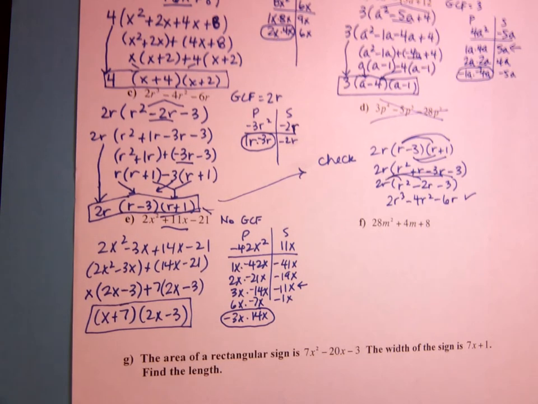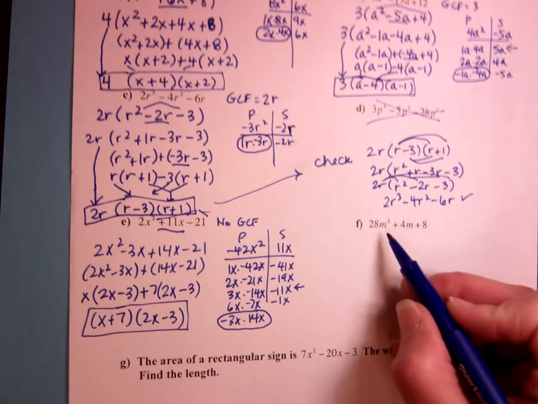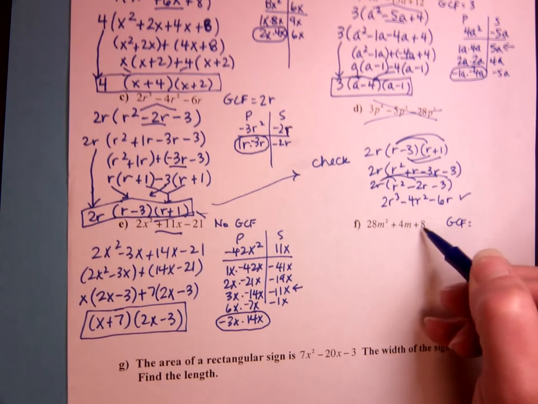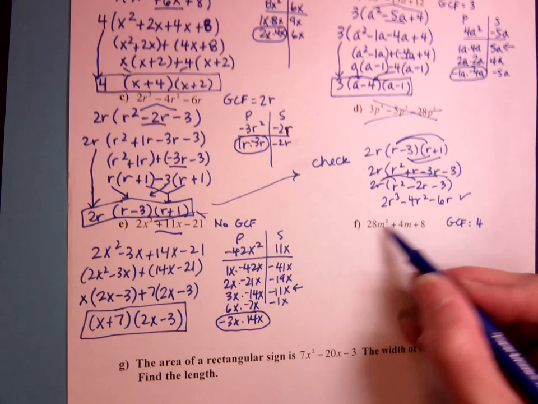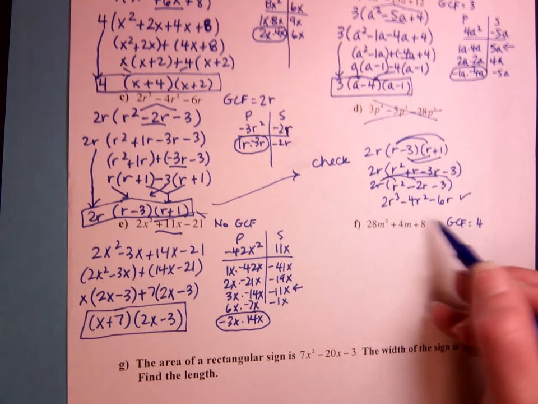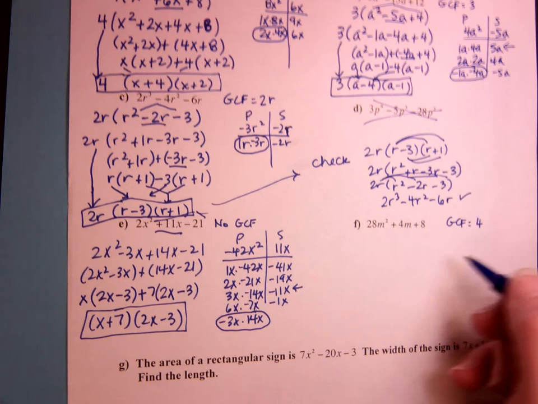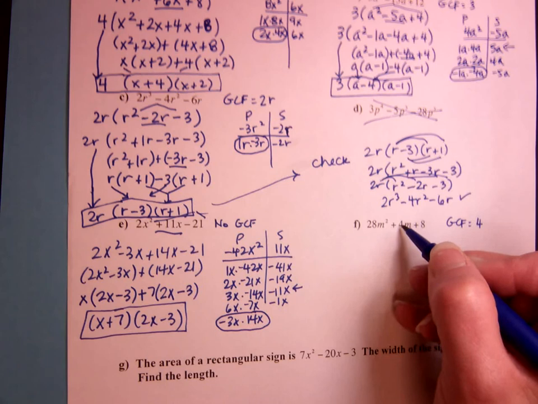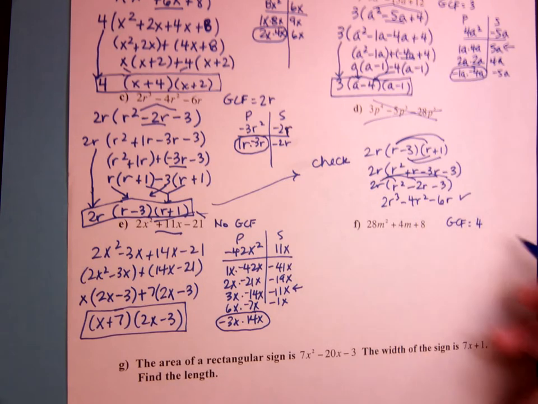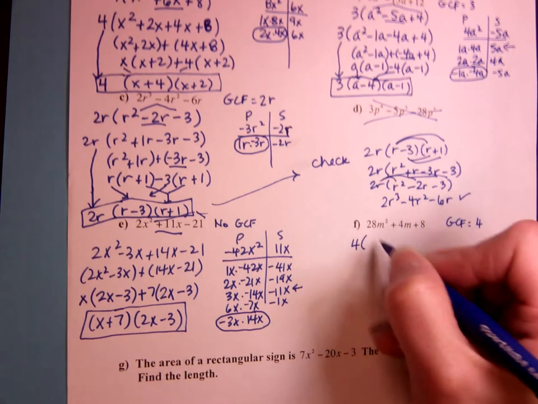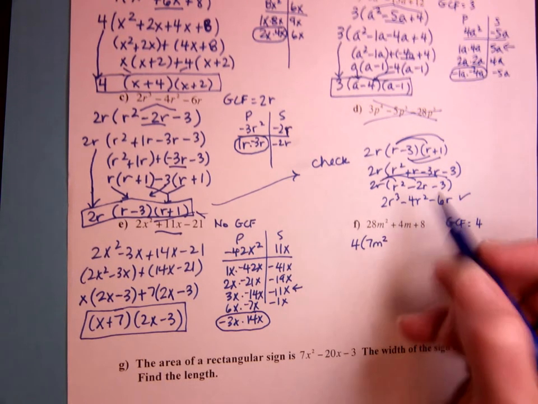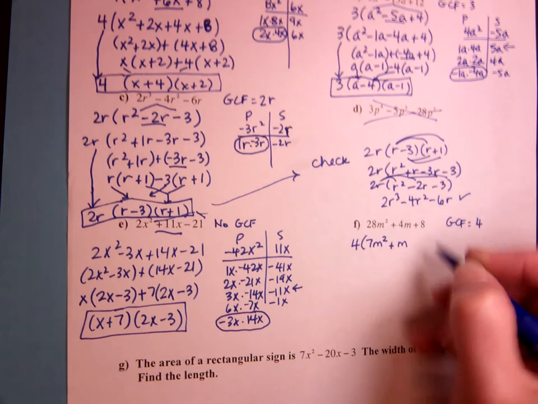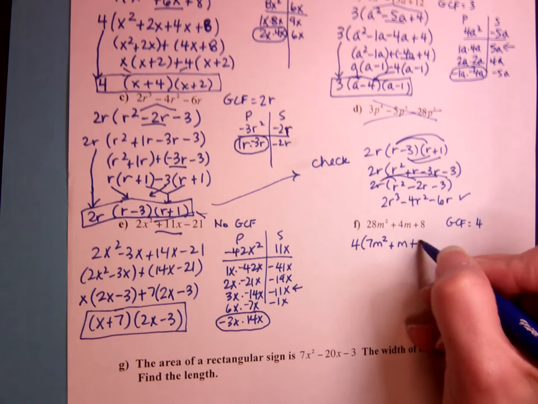All right, next one, letter F. First, we're going to go ahead and look for a greatest common factor. And here, the greatest common factor would be a 4. Could be a 2, but that wouldn't be the greatest. We'd have to go farther and see if there's a 4. And then you could go even farther to see if there was an 8, but 4 can't be divided by 8 evenly. That would end up being a fraction. So we're going to go ahead and divide out that 4. This would be 7m squared. 4m times what gives you 4m? That would be plus m. 4m times what gives you 8? That would be plus 2.